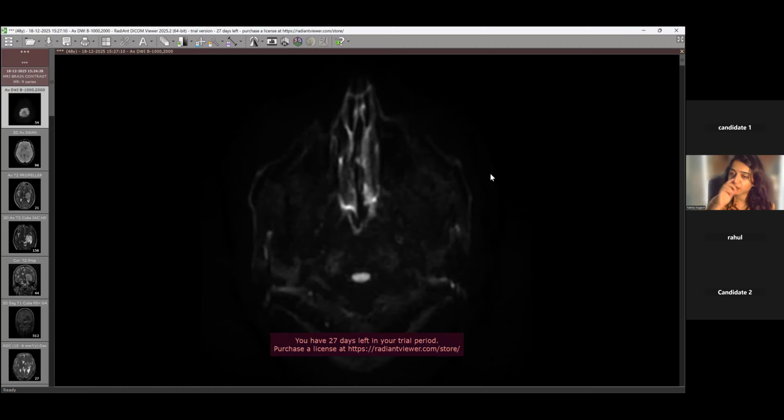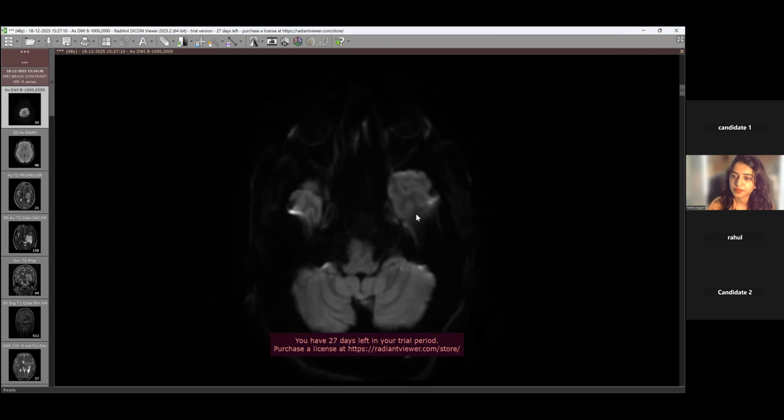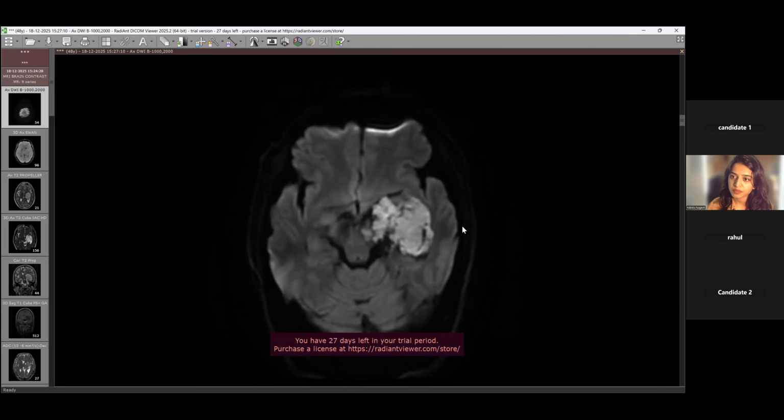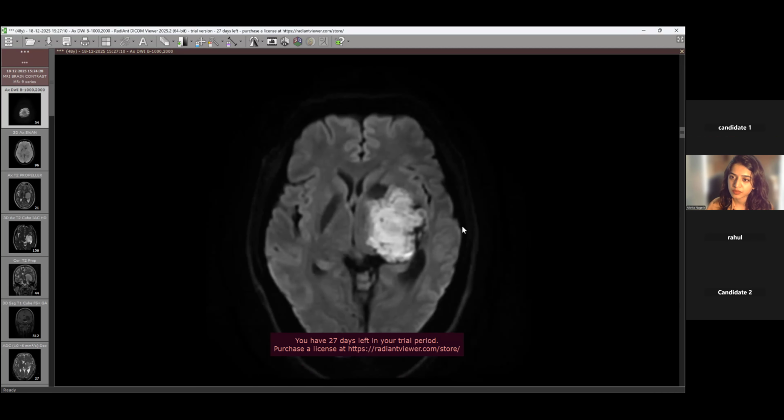So this patient comes with a headache. Okay. So MRI brain of an adult patient, I believe, presented with a headache. Shall I start with this image? Yeah, you can start. Okay. So that is a diffusion weighted image. I'll scroll through before I start commenting.